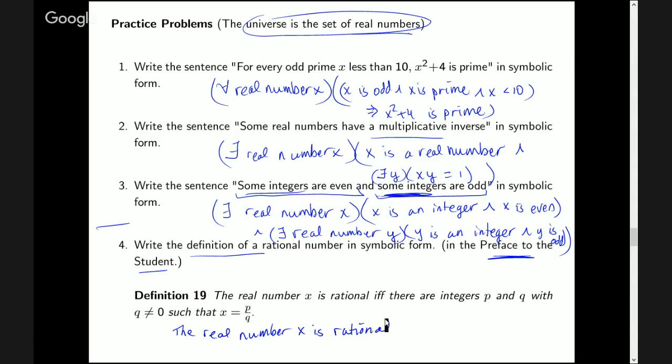The real number x is rational if and only if, that is our biconditional arrow, the same thing as if and only if. Now here we go. It says there are integers. So there exists, our backwards capital E, integers p and q with the property q is not equal to 0 and x is equal to p over q.